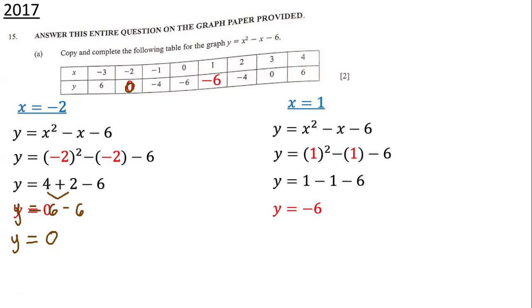Any questions on how I got y is equal to 0 and y is equal to -6? Any questions on how we got that? Let me know, please. Yes, sir. Can you explain it again for me, please? That piece right there. 1 minus 1 is 0, right? Then if it's 0 minus 6, that's going to be -6, because the 1 minus 1 cancel out each other. Understand?